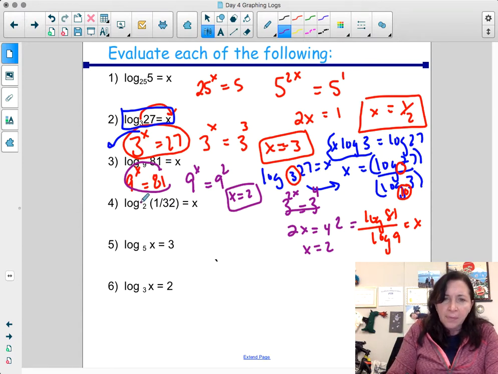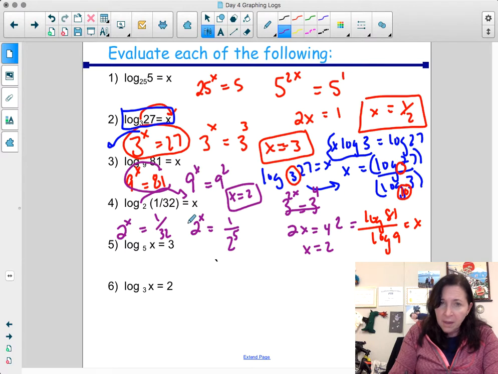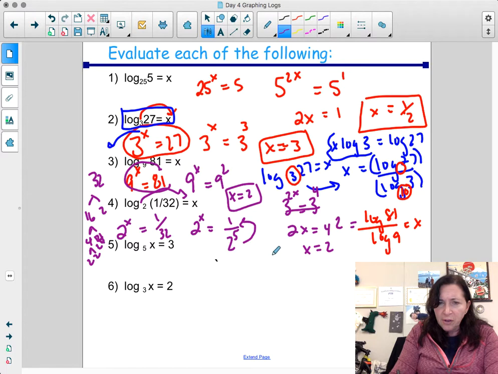2 to the x power equals 1 over 32. Well, 1 over 32 is the same as saying 2 to the x power equals 1 over 2 to the 5th power. Some people ask, where did you get that from? What I did was I just factored this out, 4 times 4, and then 2 times 2, 2 times 2, so that's 5 2's. Anyway, you need to bring this to the top, so you have 2 to the x power equals 2 to the negative 5 power, so x equals negative 5 for that problem, okay?